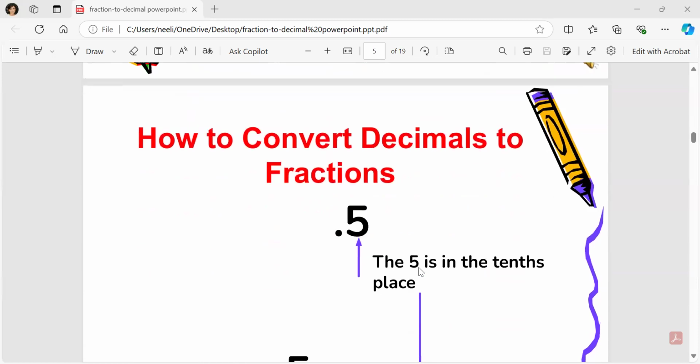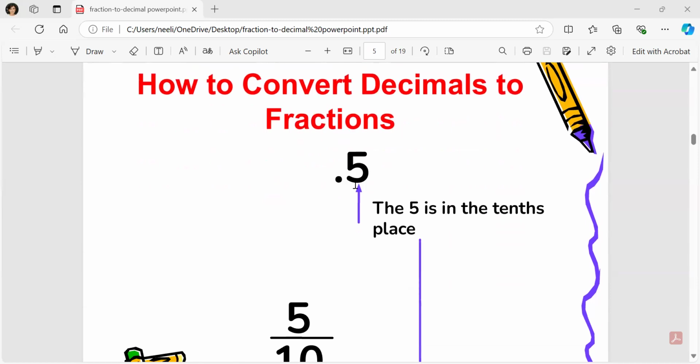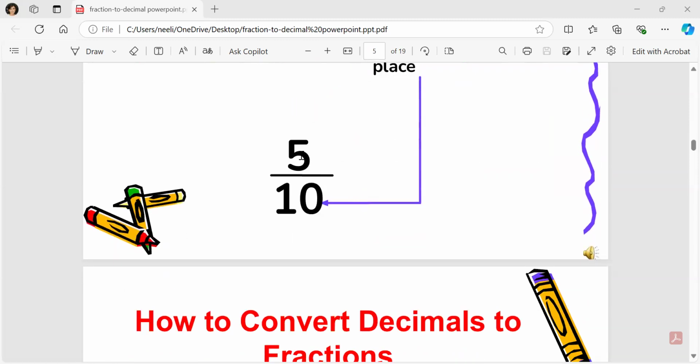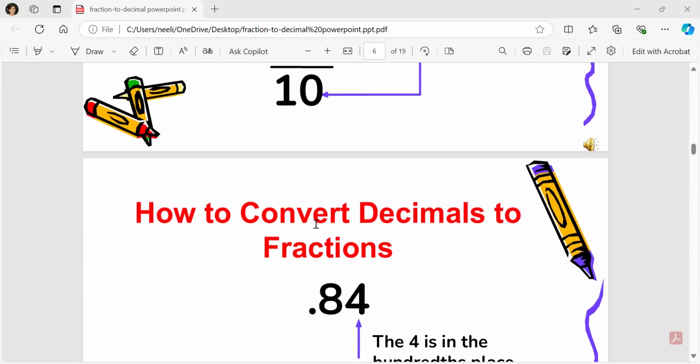Let's see how to convert decimals to fractions. Here you can see we have written 0.5. Now the 5 is in the tenth place. As I already told you, the first number which comes on the right side of the decimal is always at the tenth place. So here 5 is at the tenth place and we will write this as 5 upon 10.